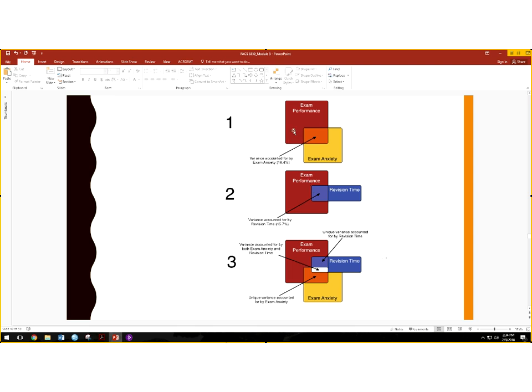So in this example, I know that I have some anxiety and some level of performance. And so what is accounted for here is only 19.4%. But if I add in revision time, then I'm getting more and more specific. And so I can look at the exact variance that I have for the revision time, anxiety, and performance.